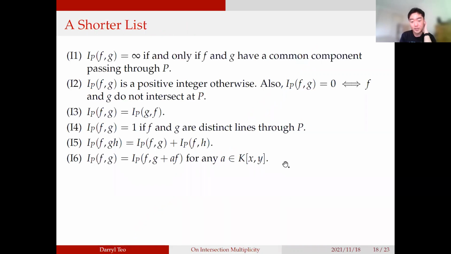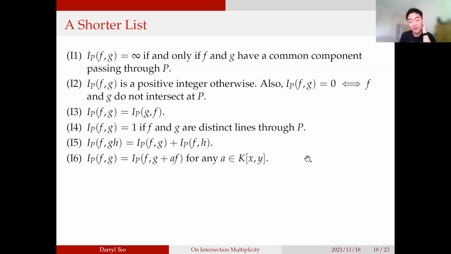The sixth property, the most mysterious one, is I_P(F,G) is equal to I_P(F, G + AF) for any A in K[X,Y]. Now, this one is the most difficult to understand from a geometric point of view. And I'm just going to say that now that I have an algebraic audience for once, the simple reason for why this is true is because the ideal generated by F and G is the same as the ideal generated by F and G plus AF.